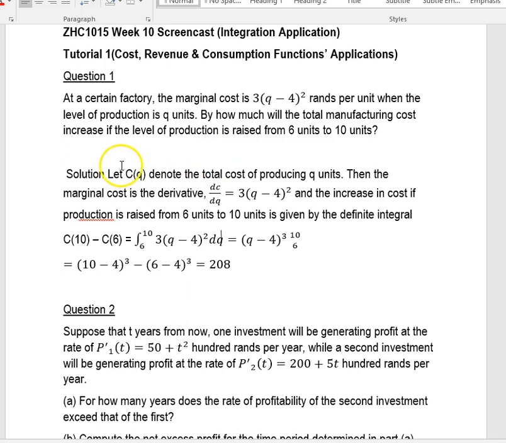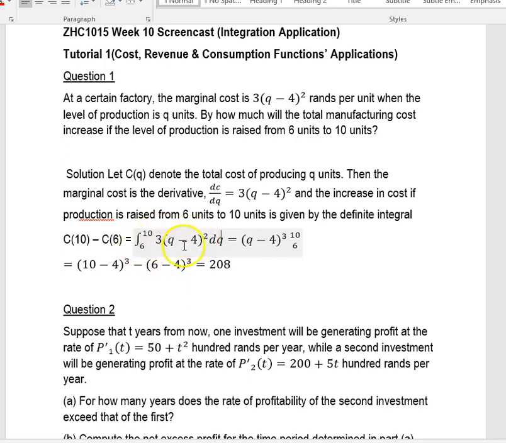If you remember from the lectures, to determine the total cost from the marginal cost, we integrate the marginal cost. This is your marginal cost with your dQ. So to be able to find the total cost, we integrate that. And it will be a definite integral because we are given the values of Q from 6 to 10. So it is the definite integral from 6 to 10 of that.